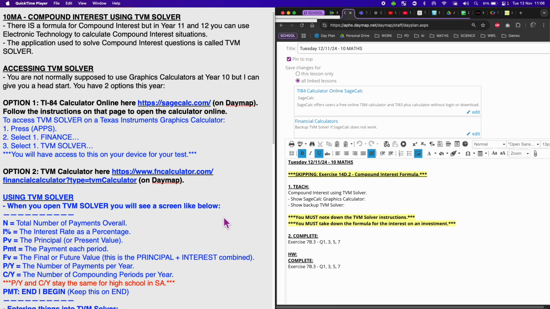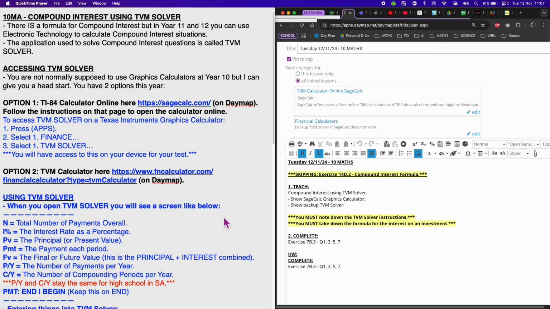FV equals PV times (1 plus I over K) to the power Km. Doing that by hand is ridiculous. And also, what we do in Year 11 and Year 12 is as soon as I teach you how to do it via the calculator, you don't need to use the formula anyway. So what's the point in doing the formula? I'll show you how to use the calculator.